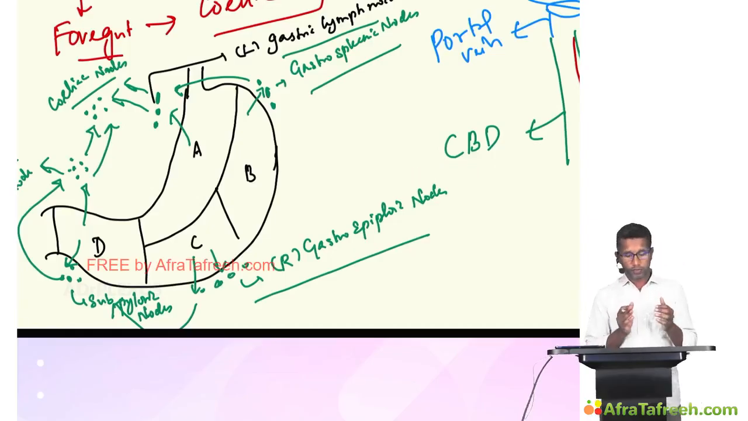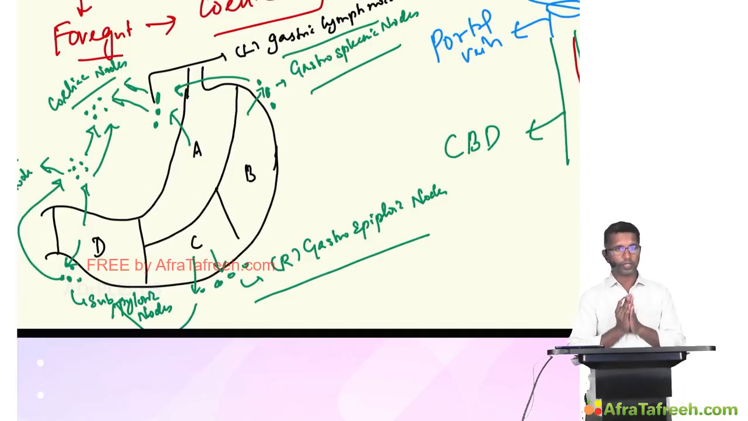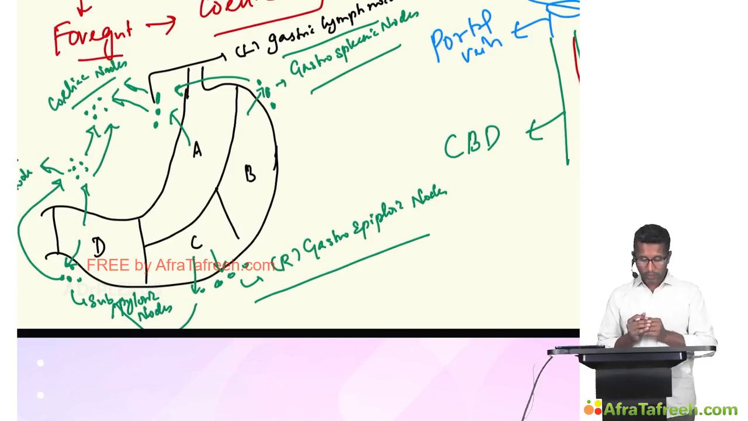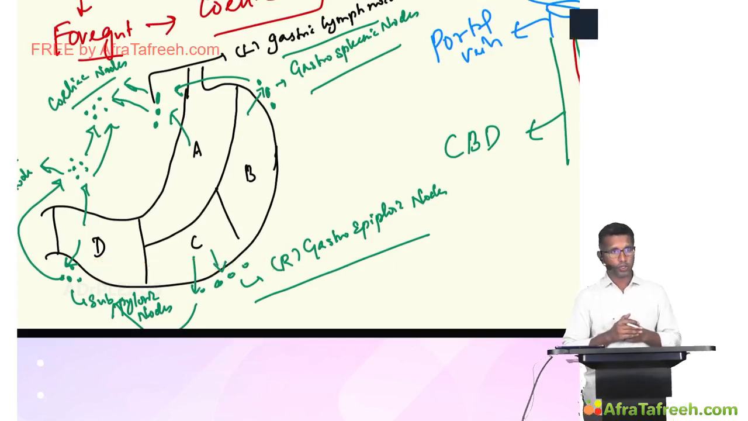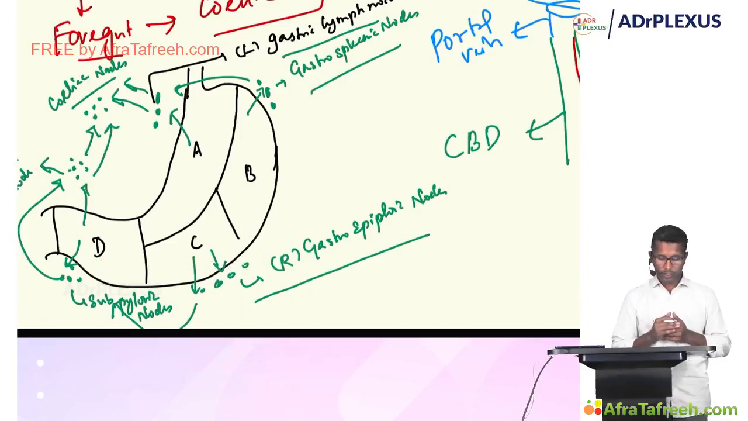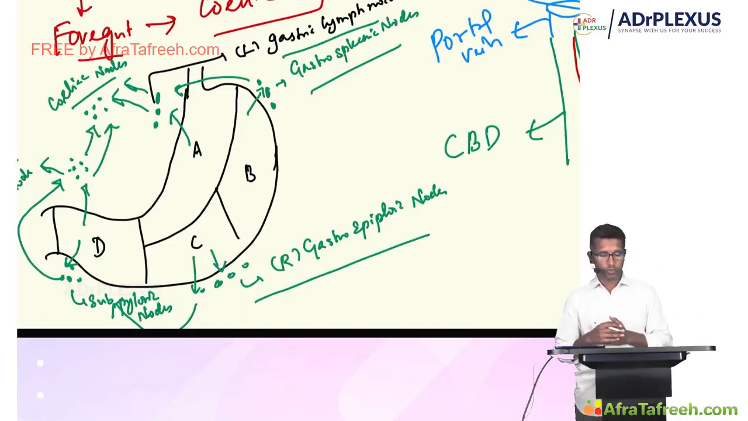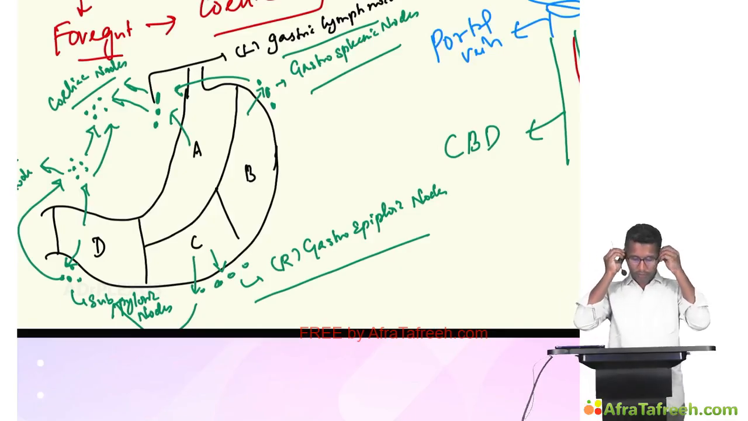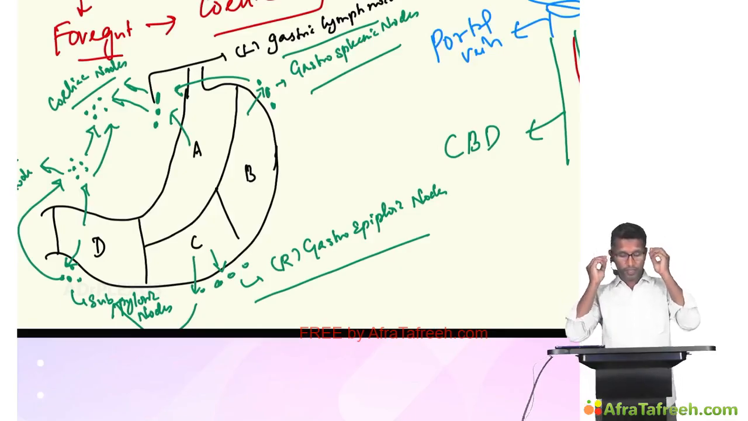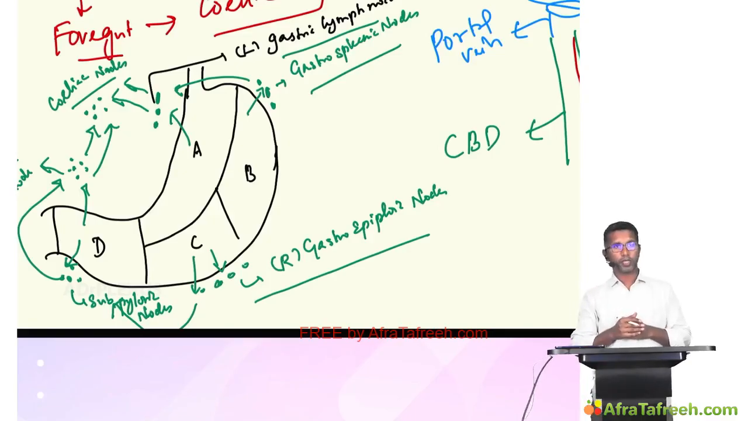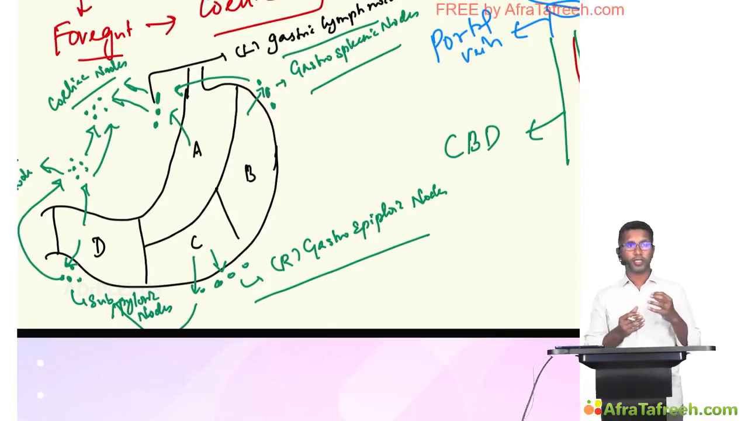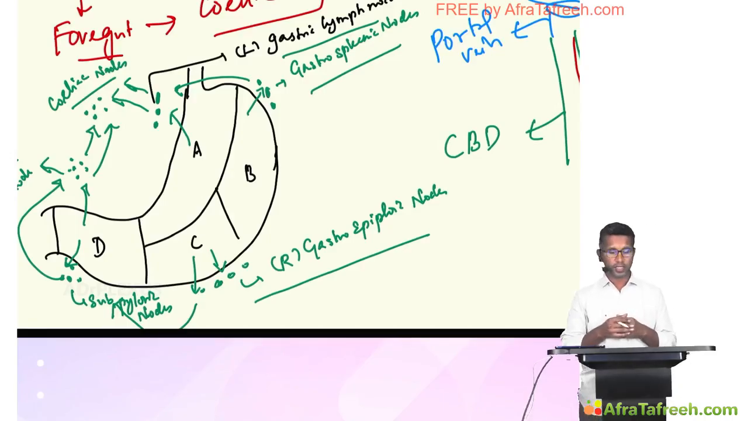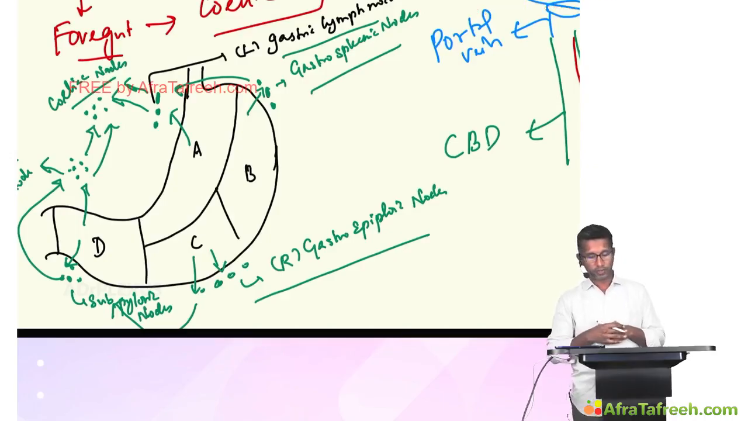But zone wise, zone A drains into the left gastric nodes, zone B drains into the gastrosplenic nodes, zone C drains into the gastroepiploic nodes, and zone D can drain either into the subpyloric nodes or into the hepatic nodes. So this is the lymphatic drainage of the stomach. If there is a tumor in zone A, the left gastric lymph nodes will get enlarged first.